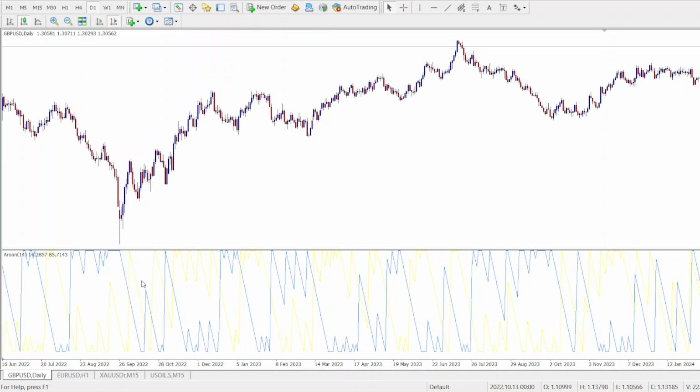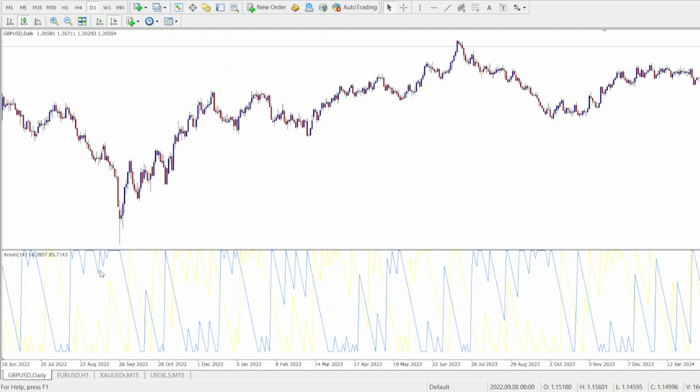If you notice, you will see that they are opposing each other. When the blue lines are up, the yellow lines are down. We're just using the default settings, okay? When the blue lines are up and the yellow lines are down, it indicates a sell. This indicator also ranges from 0 to 100, so it can help you to gauge momentum.